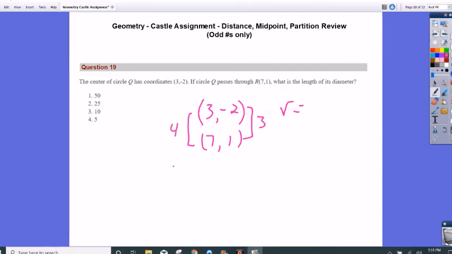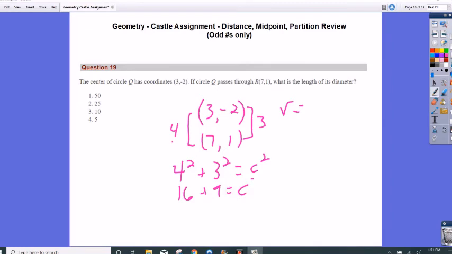So plugging this into the Pythagorean theorem, which maybe you notice this is a 3, 4, 5 right triangle, but if you don't, go through this whole process. Right, so the radius is 5, which means the diameter is twice that, 10.